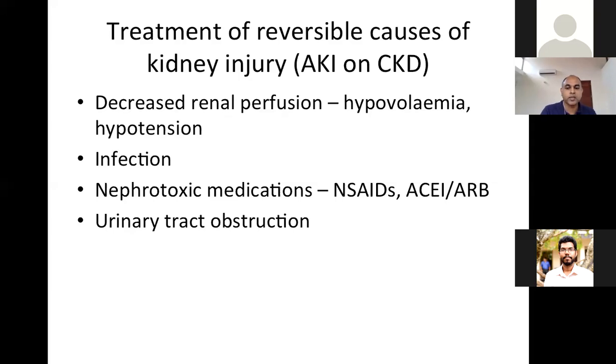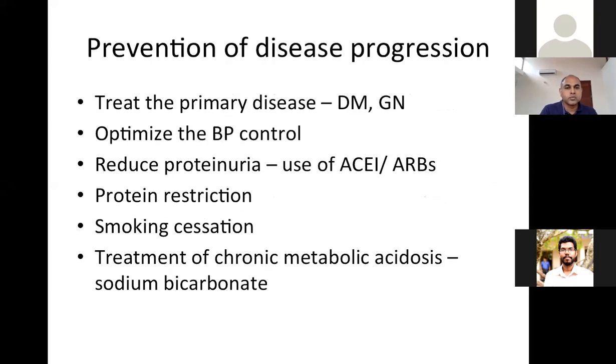Right. Okay. So this is treatment of underlying causes and risk factors. Then prevention of disease progression. As I told you, diabetes is one of the commonest causes of CKD. So you can treat the primary disease. If it's diabetes, you treat the diabetes. If it's glomerulonephritis, you treat the glomerulonephritis, and hypertension, you treat hypertension. In addition, any CKD patient can be associated with high blood pressure, or the cause could be high blood pressure. So you need to optimize the blood pressure control.